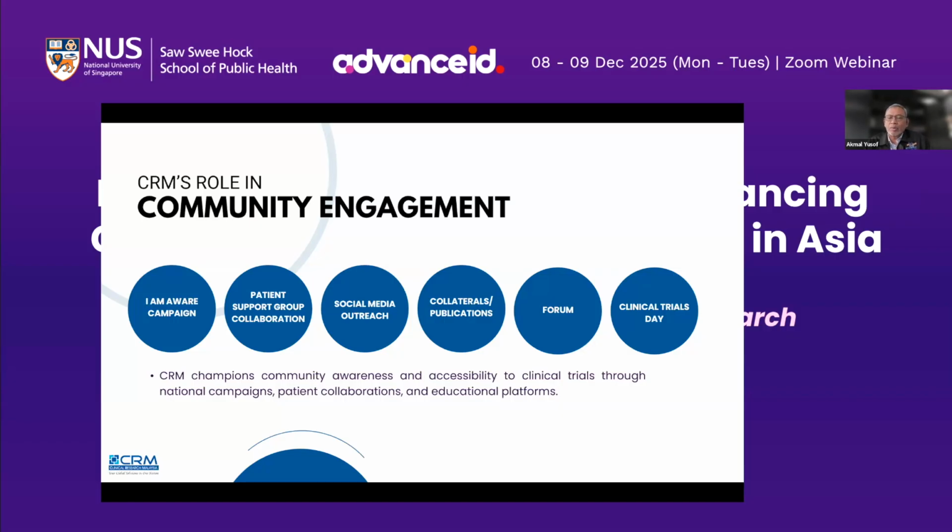We actually observe this in a bigger picture, what we call Clinical Research Malaysia Trial Connect, and within that particular program, we celebrate Clinical Research Trial Days. These include forums and more patient education. So we champion these activities, community awareness, to have people understand the accessibility of clinical trials through campaigns, patient collaboration, and education programs.